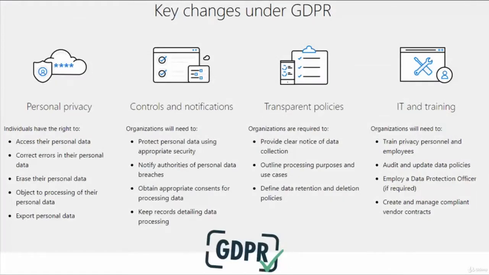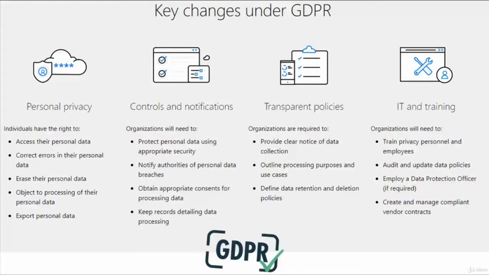So the key changes under GDPR, just briefly: personal privacy. Individuals have the right to access their personal data, correct errors in their personal data, erase it, object to processing of their personal data, and export personal data. Controls and notifications: organizations will need to protect the personal data using appropriate security, and that could be SSL, that could be the cloud, or whatever measures they want to take. They have to demonstrate those measures, notify authorities of personal data breaches, obtain appropriate consents for processing data, and keep records detailing that data.